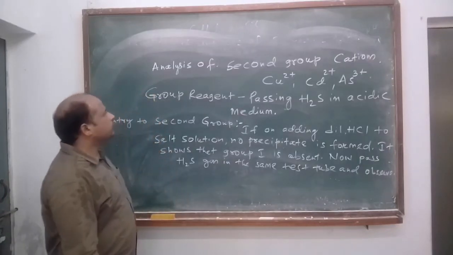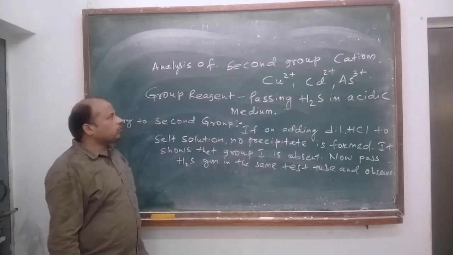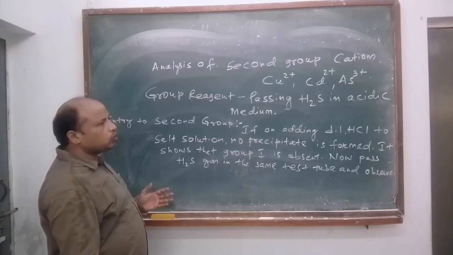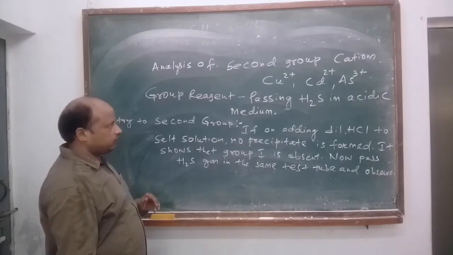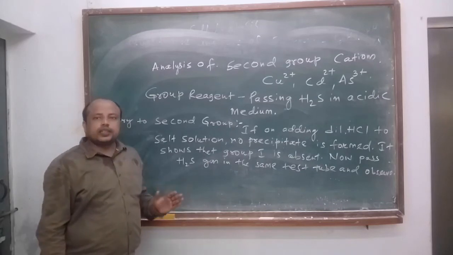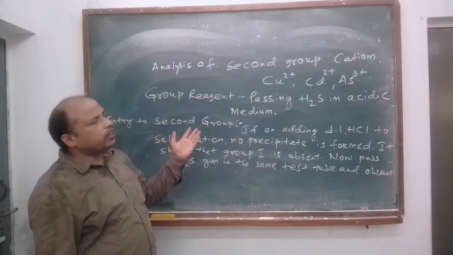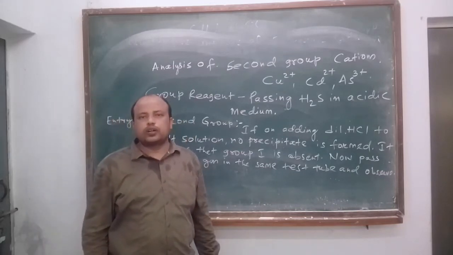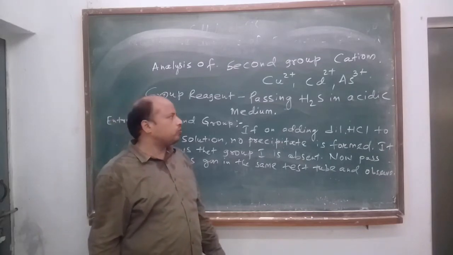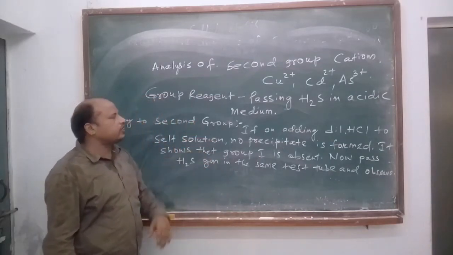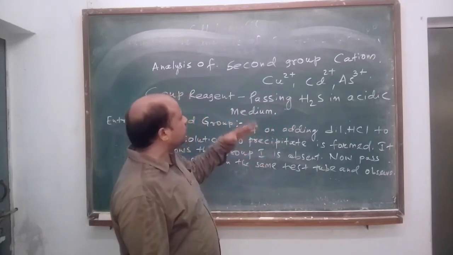Now student, you can see here that what I have taught you is that in the zero group the group reagent is NaOH, and in the first group the group reagent is HCl. If the given salt sample does not react with the two above group reagents, like in the zero group and the first group, then we will continue to the second group. What is the group reagent there? Passing H2S in acidic medium.